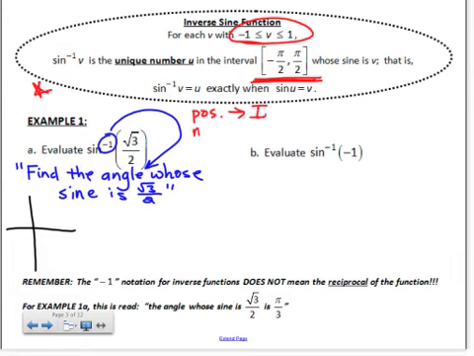If we have a negative value, like we do in the next one, except that that's a special one, we are going to answer in quadrant 4, with that being from negative pi over 2 to 0. That's how we're going to answer this. So that's the important thing to remember, okay?